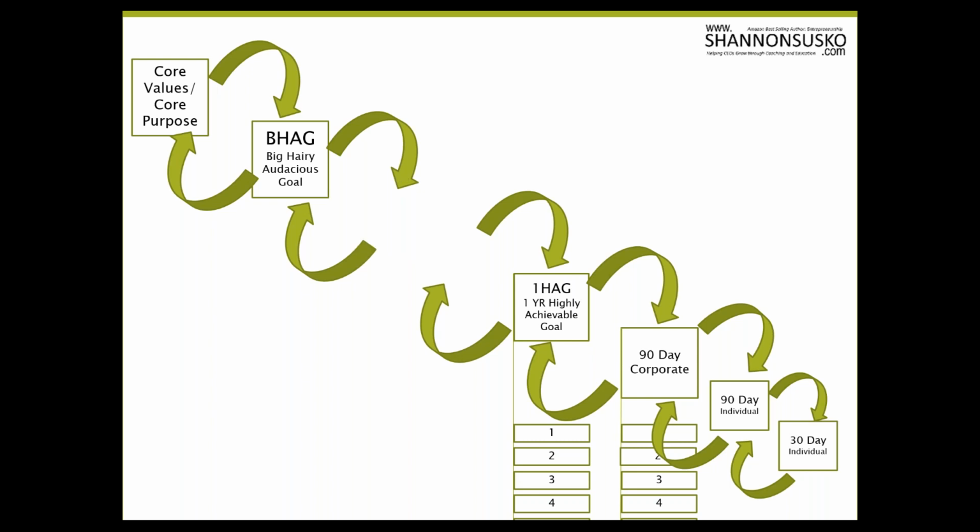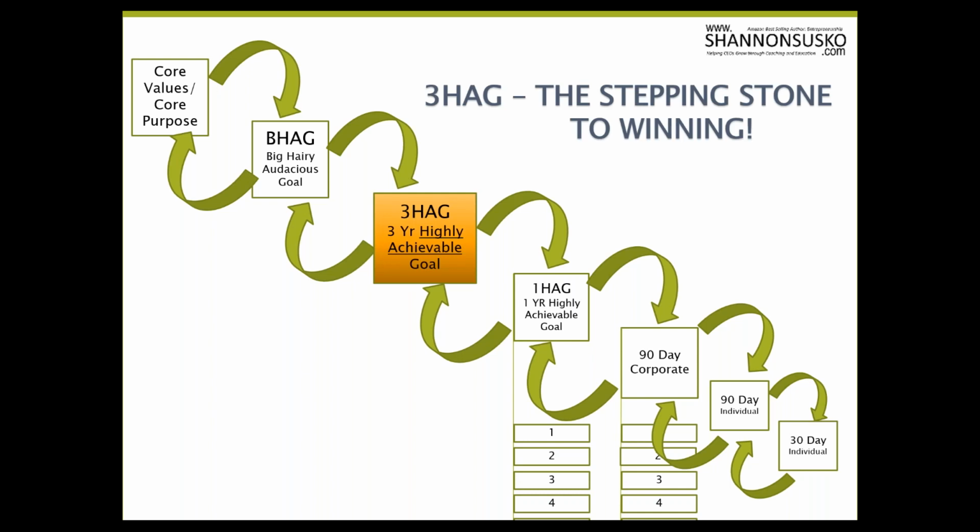So what got born out of that was getting really clear on what we could reach out and touch. That's where the 3-year highly achievable goal came in, to fill in that gap, to create the stepping stone that we could agree upon, be confident in, and drive towards in order to get us one step closer to our big, hairy, audacious goal, as Jim Collins coins it.